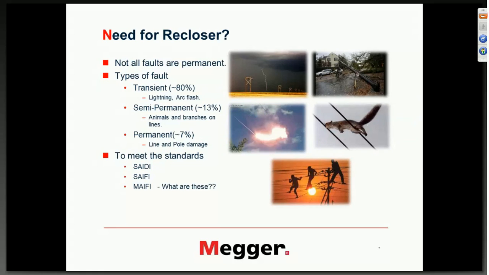Now we are going to move to why we need reclosure in the system. Well, first of all, when we talk about faults, not all faults are damaging the system or permanent faults. Some are transient faults. As you can see in the slide, almost 80% of the faults that occur in our system are transient faults, which are only there for a couple of cycles or a couple of seconds, and then disappear, like lightning or arc flash or something like that.